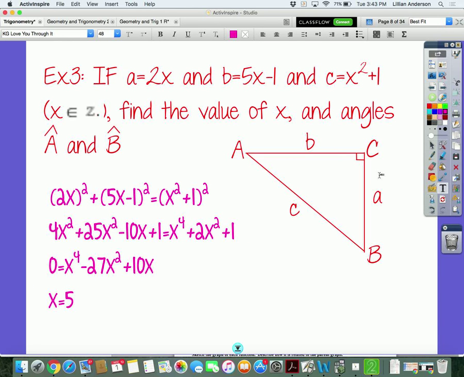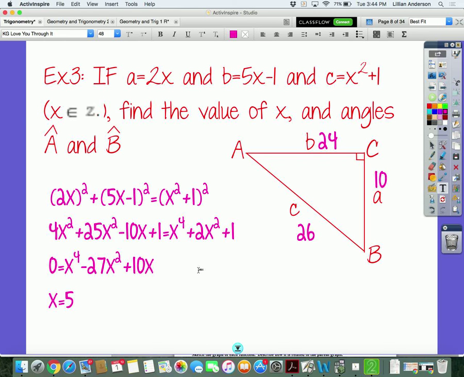X is equal to 5, which means that a is going to be 10. 2 times 5 is 10. B is going to be 24. Oh, excuse me, B is going to be 24. 5 times 5 is 25, minus 1 is 24. And then lastly, C is going to be 26. This here is another Pythagorean triple, 10, 24, and 26.